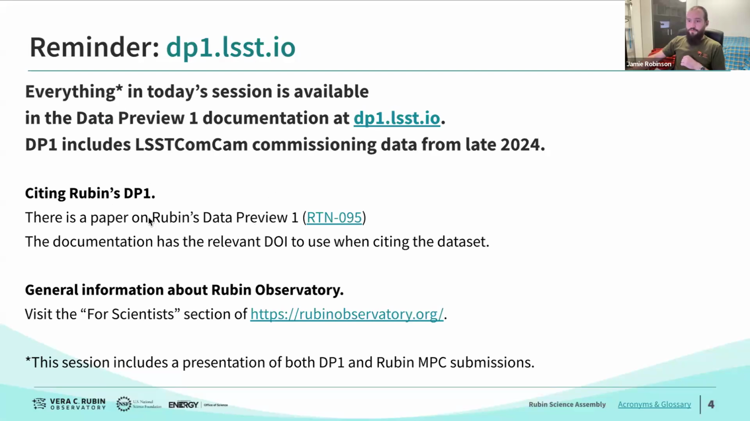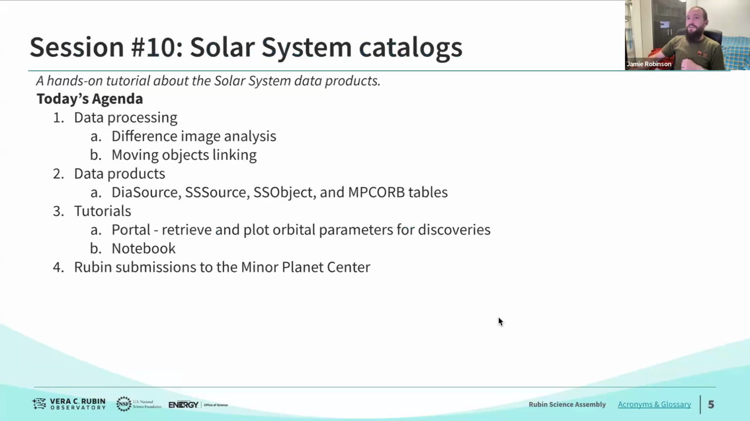And you can get a full overview of DP1 in the review paper here. There's lots of information that you're able to go to. I generally go to this .io link to start with because it lays things out really nicely. But here's what you need whenever you're citing things. And we'll be focusing on the actual catalogs that are available in DP1 relevant to solar system objects.